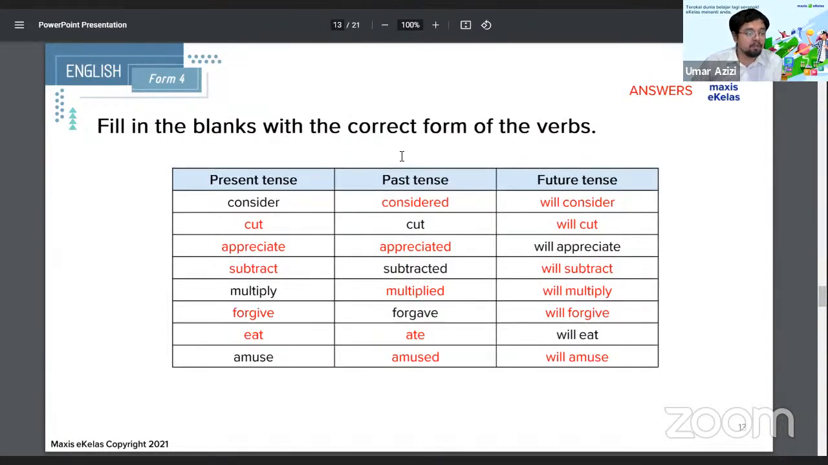Present tense is the base form, past tense is plus d, ed, or replace y with IED. So that's the format there. And then future tense is plus will.